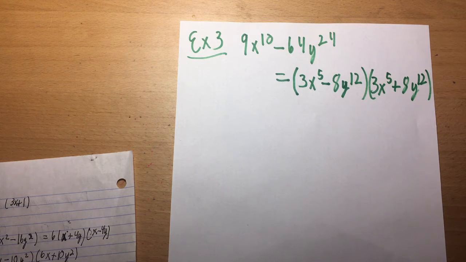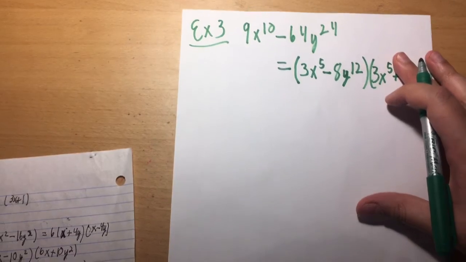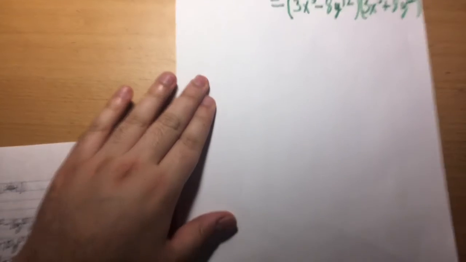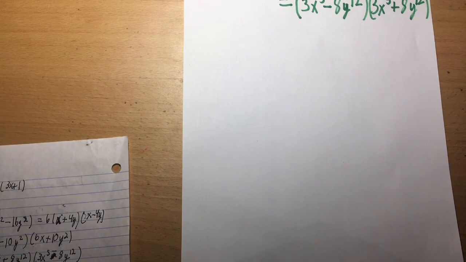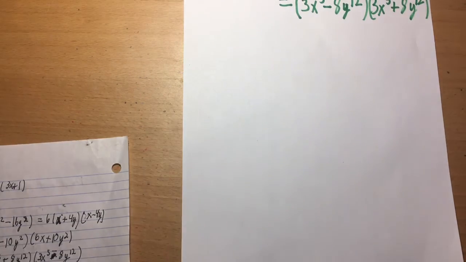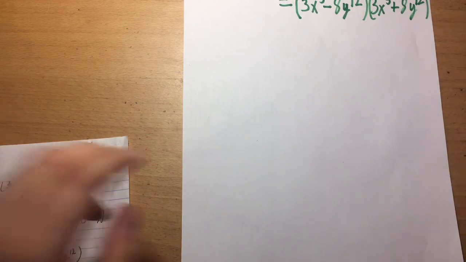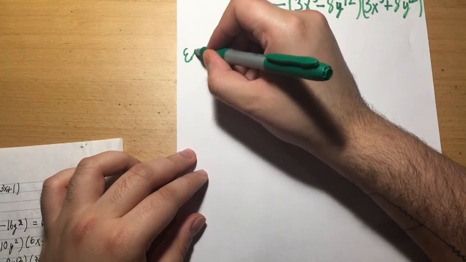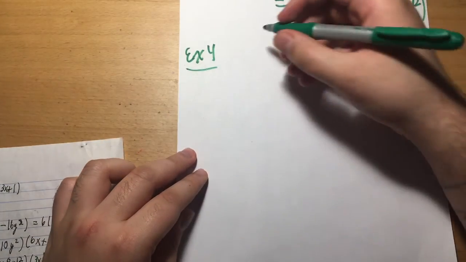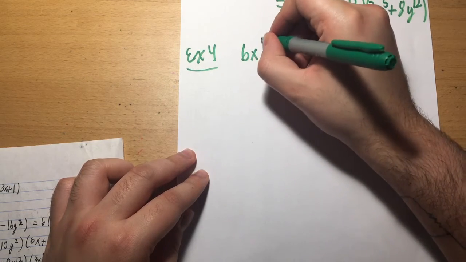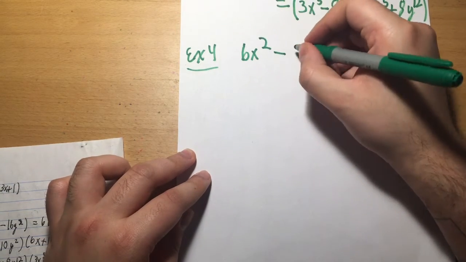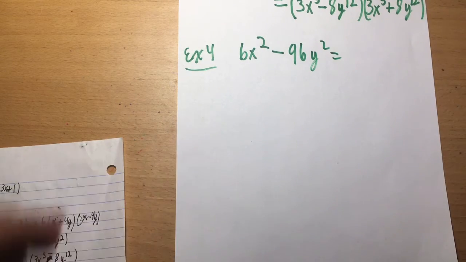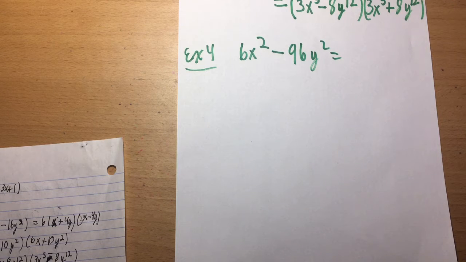So let me go through one more example before I give you a couple of unique cases, right? A couple of cases where you might not see them often, but they'll still come up. So first, let's go through this. So our next example is 6x squared minus 96y squared. Okay? Now, we have the difference of two things.